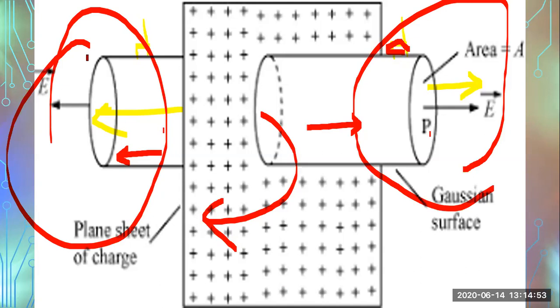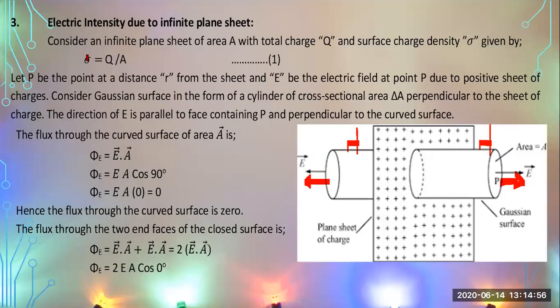So let's start our topic, the electric intensity due to an infinite plane sheet. Consider an infinite plane sheet of area A with electric charge density sigma. Here a term is used called surface charge density, and sigma is defined as the number of charges per unit area. How many charges are there per unit area on a surface? That is called surface charge density.